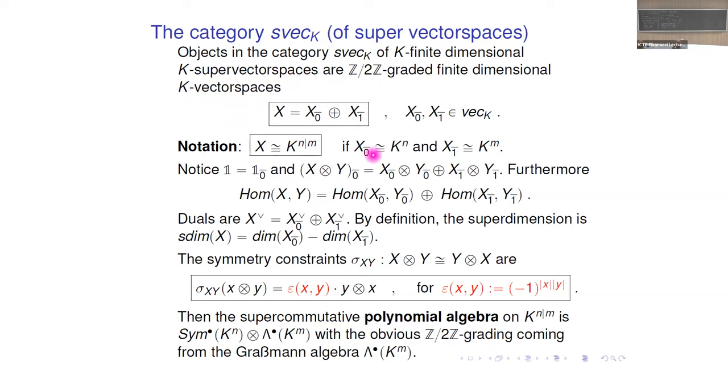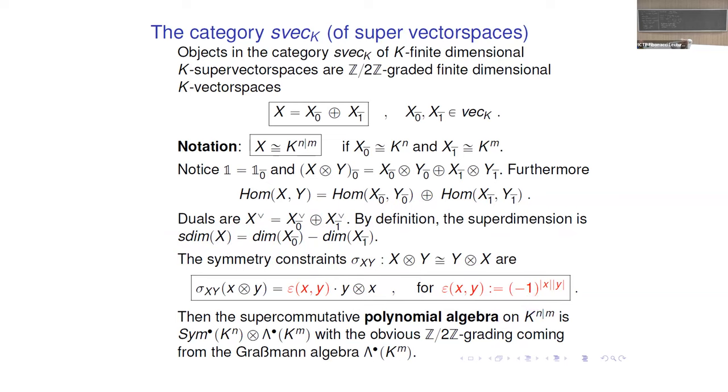Usually one writes x zero is K^n, x one is K^m. This is the usual notation for a superspace. Homomorphisms are required to preserve the grading. This is the rule: linear homomorphisms in the category of vector spaces preserving the grading. The dual is just the component-wise dual. Of course, you have the dimension, which is the sum of the dimensions, but you have now a new dimension, the so-called superdimension, which is the difference of these two, the important concept. The reason is that this concept is an invariant of the tensor category, whereas the dimension is not. And then you have the symmetry constraint, and here I require this epsilon, and we already saw it.